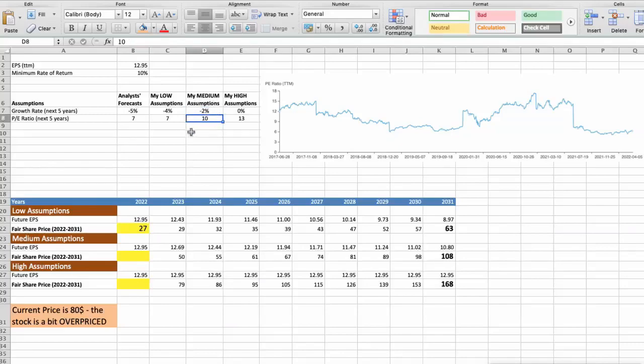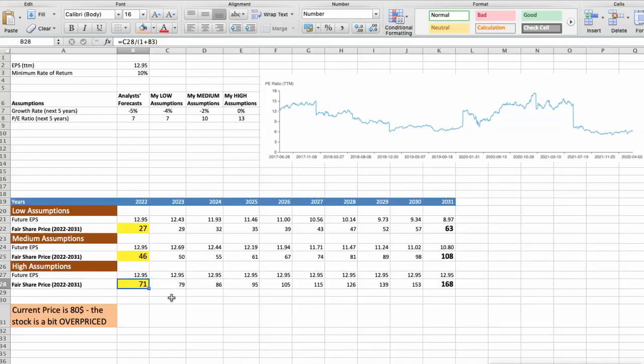Future PE would be average, 10. In this case, the fair value of the stock today would be $46. Third scenario. Rio Tinto will have high performance in next 5 years, and we will use the following parameters in our calculation. Future growth rate would be high, 0%. Future PE would be high, 13. In this case, the fair value of the stock today would be $71.